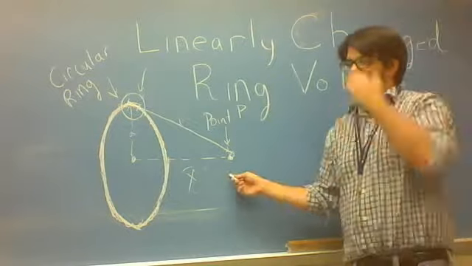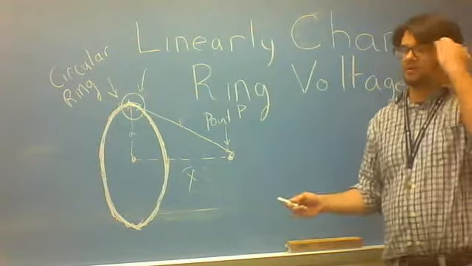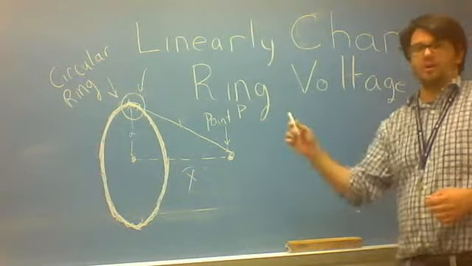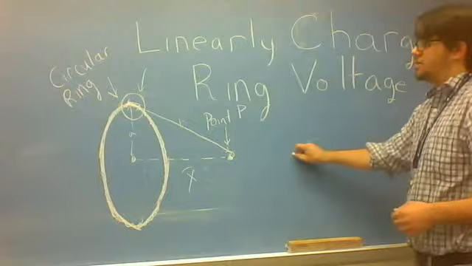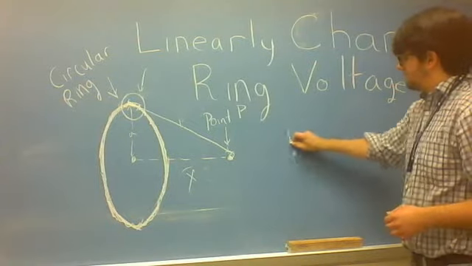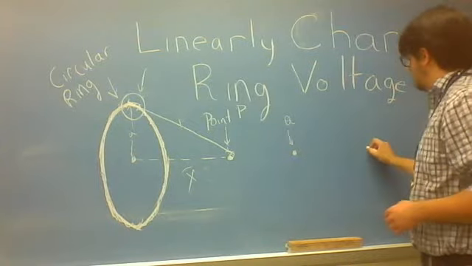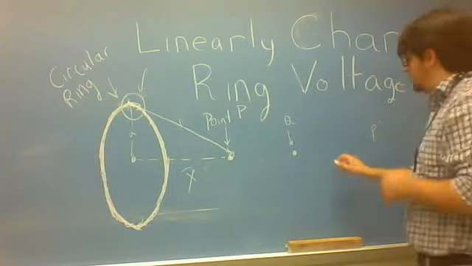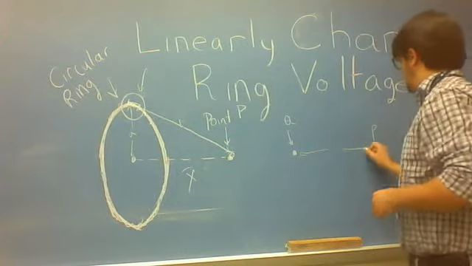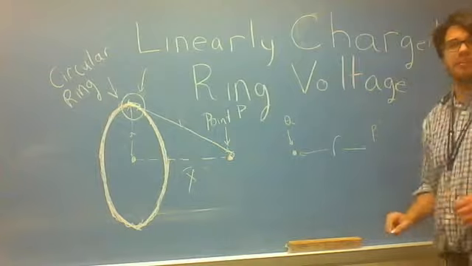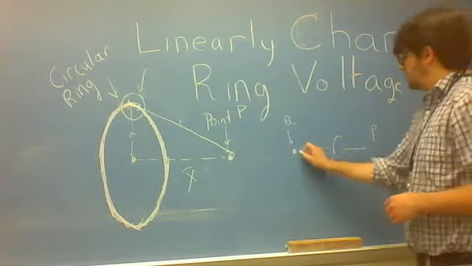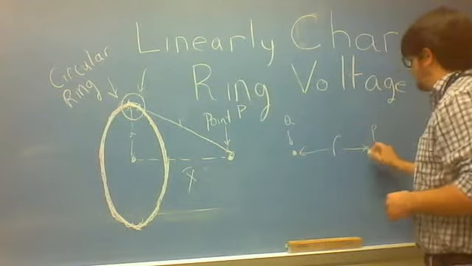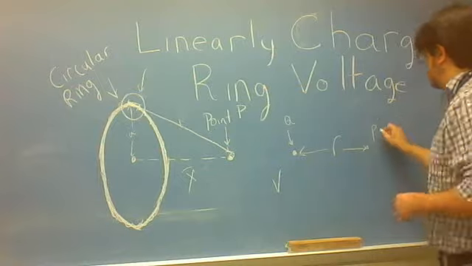So if we want to do this, we first should understand how to find the voltage with just one point, right? Let's say that we call this Q. We call this point P prime. And let's call the distance between them R.